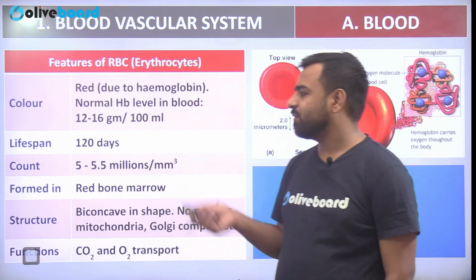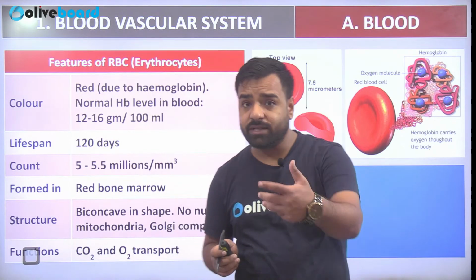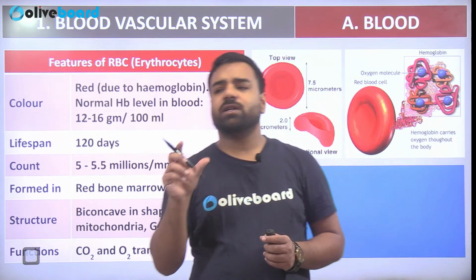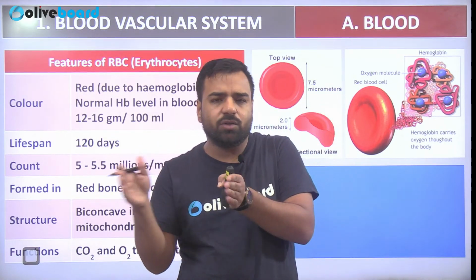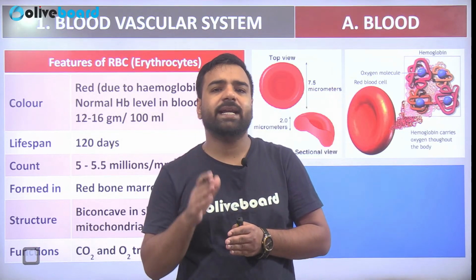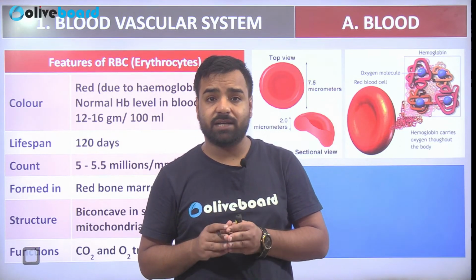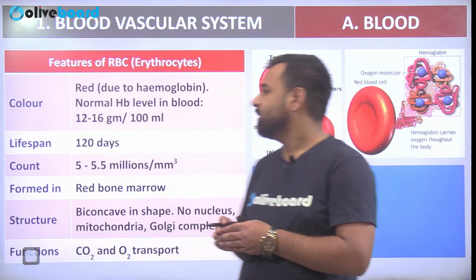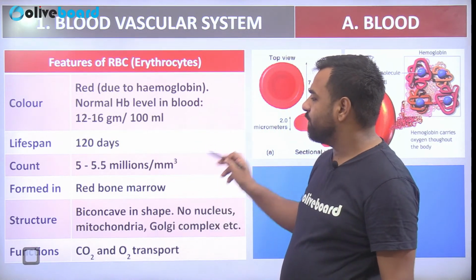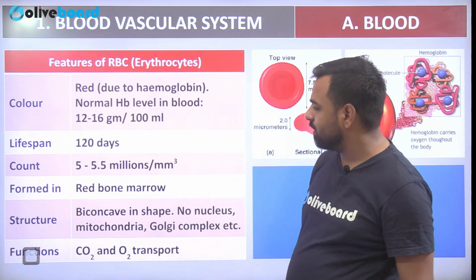Then the lifespan is 120 days, but in the examination, it was asked what is the lifespan, and there the duration given was 80 to 120 days. You must remember this, that the lifespan of this RBC is 80 to 120 days. Then the count is 5.5 million per millimeter cube.